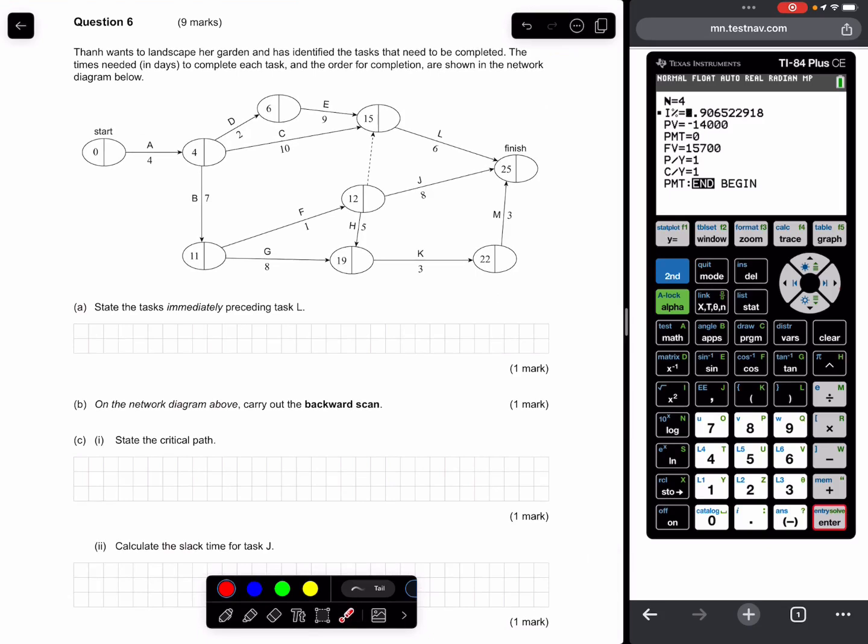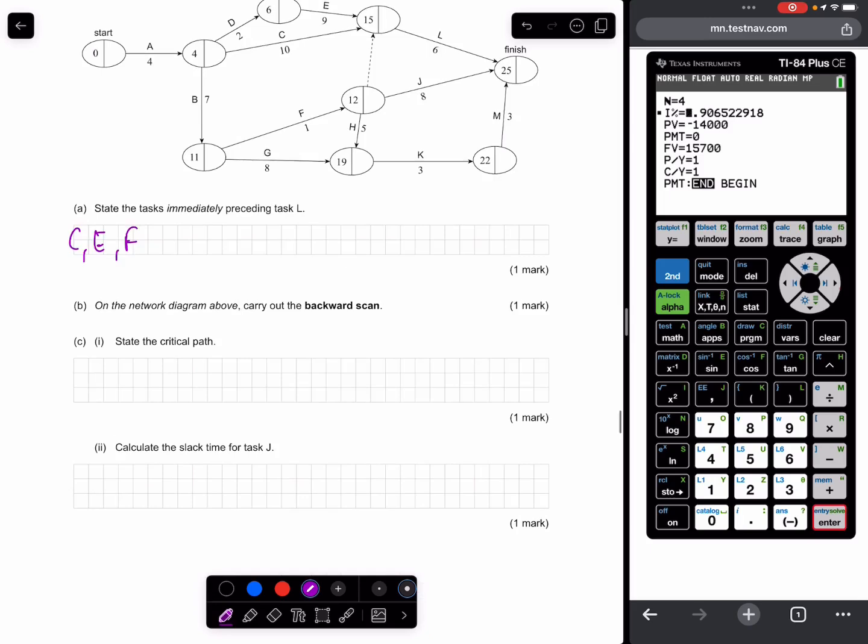Tan wants to landscape the garden and has identified tasks that need to be completed. The times needed in days to complete the tasks and the order are shown in the network diagram below. State the tasks immediately preceding task L. L is there, it needs E, it needs C, and it also needs F from the dummy link. So C, E, F. You could, if you wanted to, say F dummy link, but you could just say CEF.